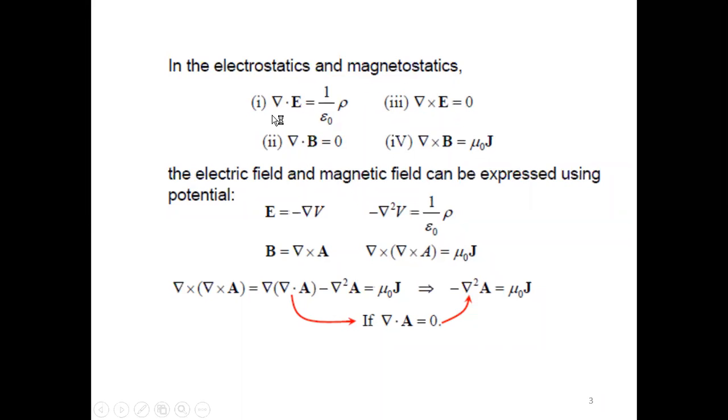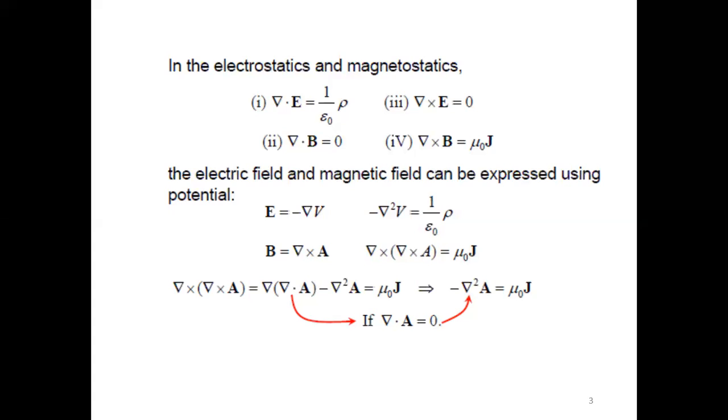So in the electrostatic and magnetostatic case, let us try to find the electromagnetic potentials. From the third equation, you can clearly see that curl of E equals 0. According to the definition of an irrotational vector, we know that if the curl of a vector field is 0, it represents an irrotational vector. That is, you cannot discuss the rotational symmetry of that vector.